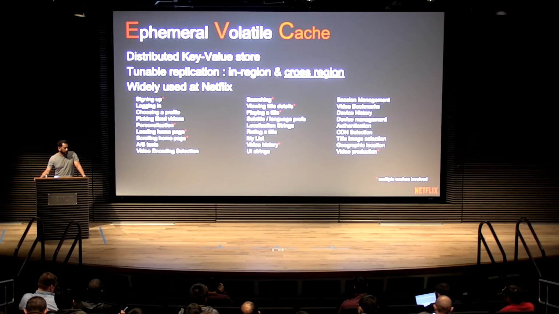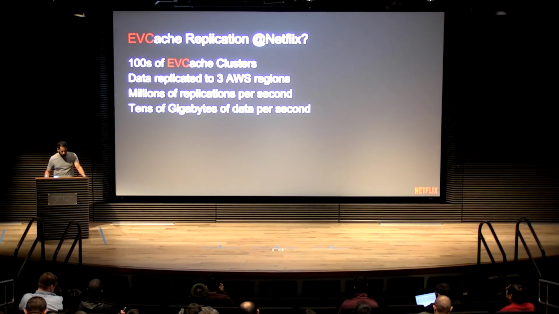And all these caches need to be replicated to all 3 regions of AWS because of our global service model. Just to give you a sense of scale for the replication, we replicate hundreds of EV Cache clusters. We replicate the data to all 3 AWS regions. And we replicate millions of replication events per second. We replicate tens of gigabytes of data per second.